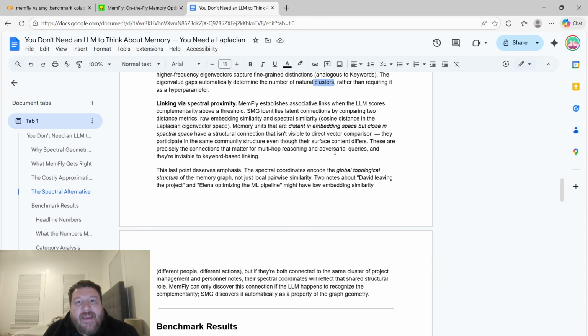These are precisely the connections that matter for multi-hop reasoning and adversarial queries, and they're invisible to keyword-based linking. The last point deserves emphasis. The spectral coordinates encode the global topological structure of the memory graph, not just local pairwise similarity. Two notes about David leading the project and Elena optimizing the ML pipeline might have low embedding similarity, different people and different actions. But if they're connected to the same cluster of project management and personnel notes, their spectral coordinates will reflect that shared structural role.